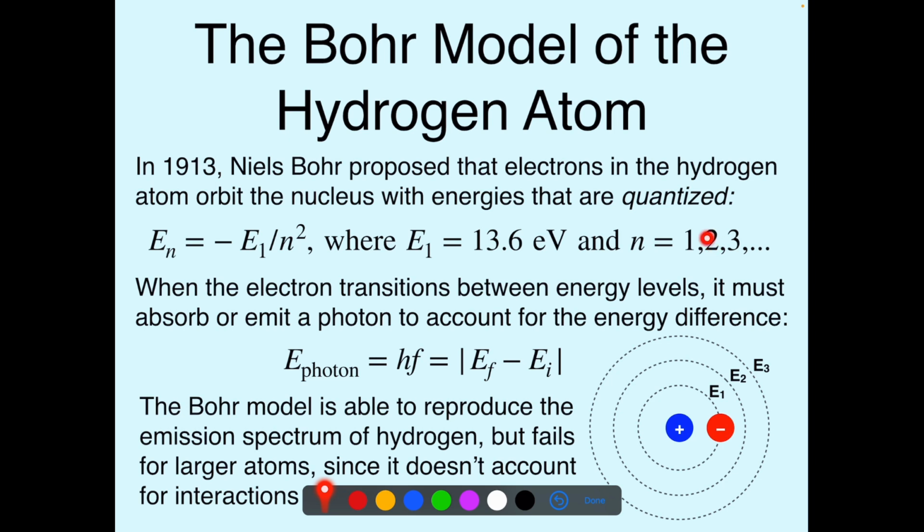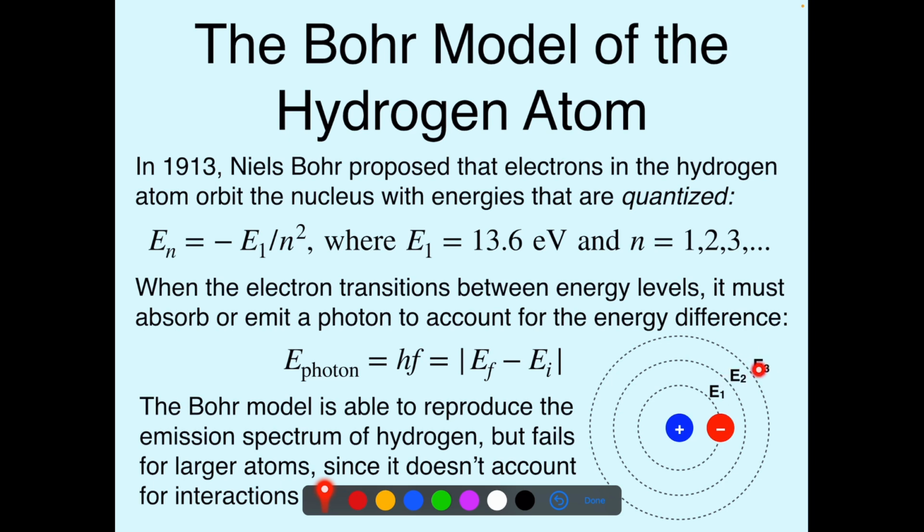If I plug in n equals 2, I get that same value, but now divided by 4. So I get a bigger amount of energy, a less negative number, right? And you can plug in any integer value and you can get the available energy levels, okay? Now, how does this relate to the light that gets emitted by the hydrogen atom? Well, when the electron transitions between energy levels, let's say the electron goes from the n equals 1 level, jumps up to the n equals 2 level, or maybe it can jump down in energy level.